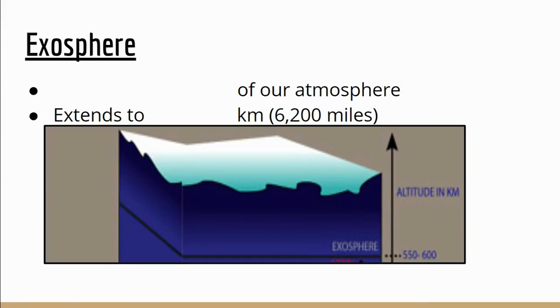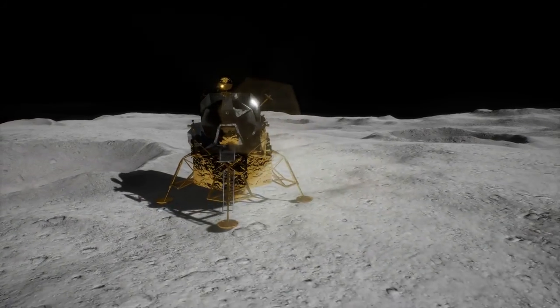And the last layer, which is our highest layer, is known as the exosphere. Now this one is the upper limit. Very few people have ever been past or even into the exosphere. Most astronauts don't go this high. The only ones that have gone this high are those that have gone to the moon.